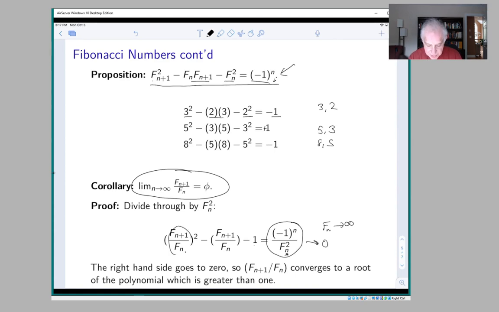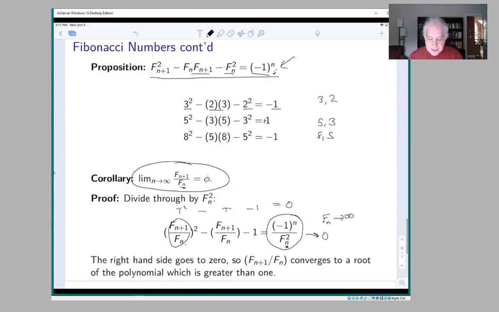This ratio, f_(n+1) over f_n, gets closer and closer to a root of the polynomial t squared minus t minus 1 equals 0. So it converges to one of the two real roots of that quadratic polynomial, but because f_(n+1) over f_n is bigger than 1, it must converge to the golden ratio, which is (1 plus square root of 5) over 2. So the result about the ratio that we want comes from this fact about this polynomial relation among Fibonacci numbers. And that's what we're going to prove by induction.